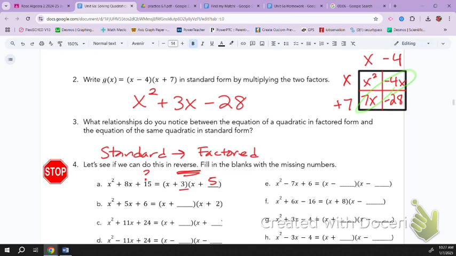Let's look at part B. I know one of the factors is 2. I know that the C value down here is 6. So what must it be? 3. Right. Now I want you to fill in all the blanks with your group right now.